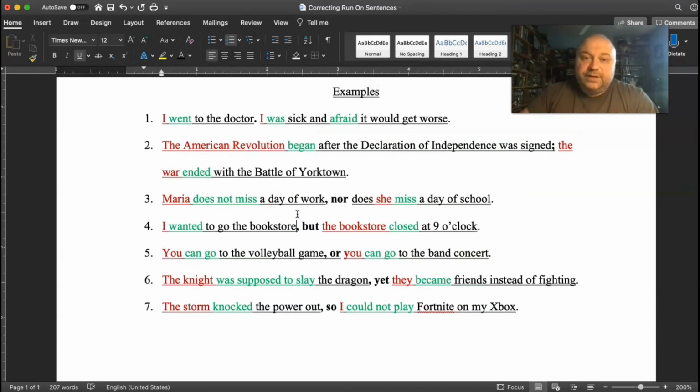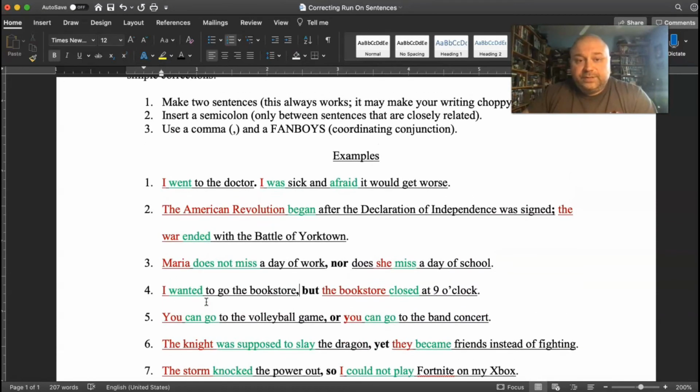It's not enough just to use a fanboy. You have to use the proper fanboy. Okay? For instance, but shows contradiction. I wanted to go to the bookstore, but the bookstore closed at 9 o'clock, which means I didn't get to go to the bookstore. Contradiction. Okay? Or, so, as an if-then sort of statement, cause and effect, in other words. Number 7, the storm knocked the power out, so I could not play Fortnite on my Xbox. Cause and effect. If-then. Okay?